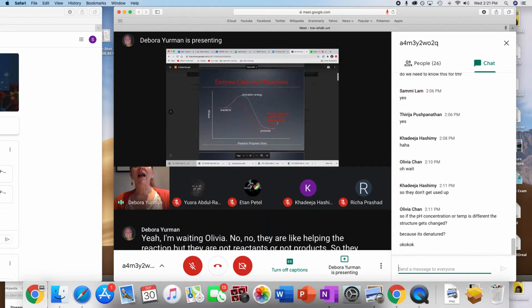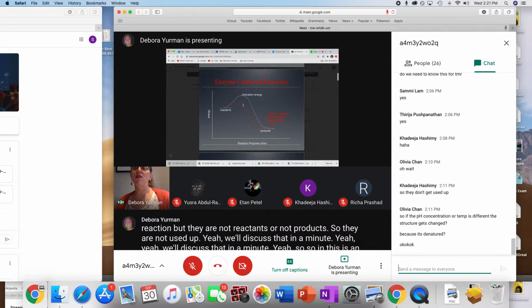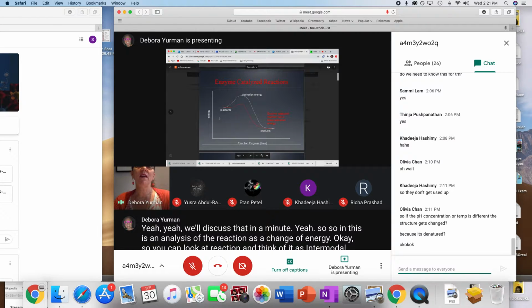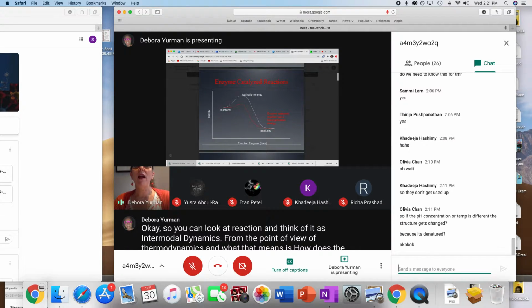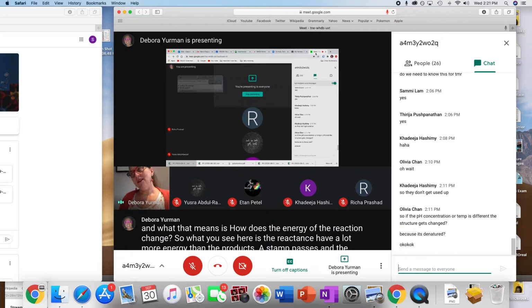This is an analysis of the reaction as a change of energy. You can look at a reaction from the point of view of thermodynamics, and what that means is, how does the energy of the reaction change? What you see here is the reactants have a lot more energy than the products. As time passes and the reactants convert into products, the reactants have a lot more energy than the products. So my question to you is, why would the reactants have more energy than the products, guys? What would be happening there? How come?